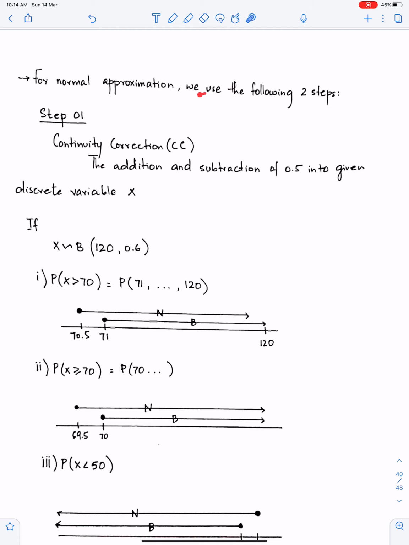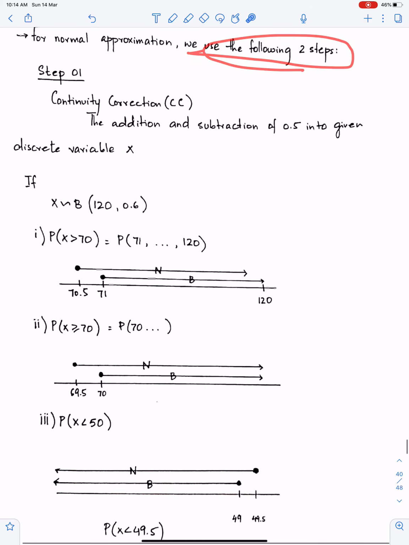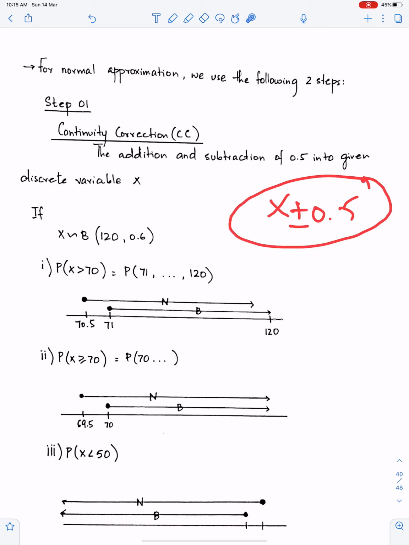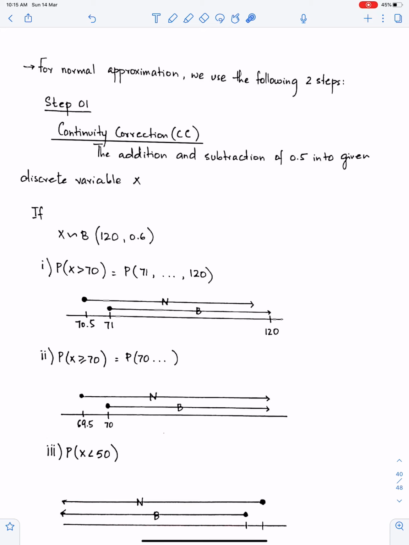For normal approximation, we use the following two steps. Number one, the continuity correction, in short, we call this CC. What is this? This means the addition and subtraction of 0.5 to the given discrete variable x. Sometimes you have to add 0.5, sometimes you have to subtract 0.5 from x. It depends on the given signs of inequalities.